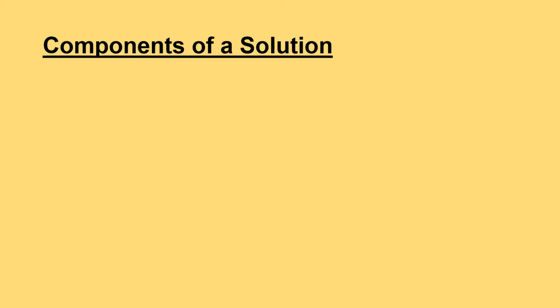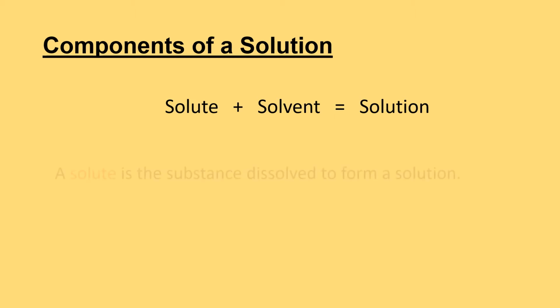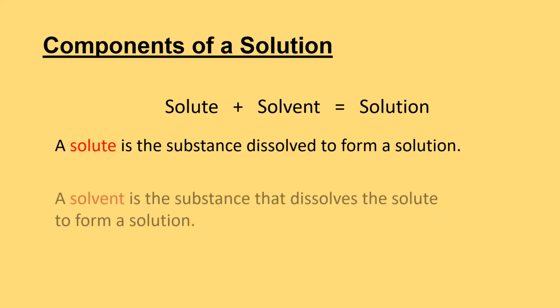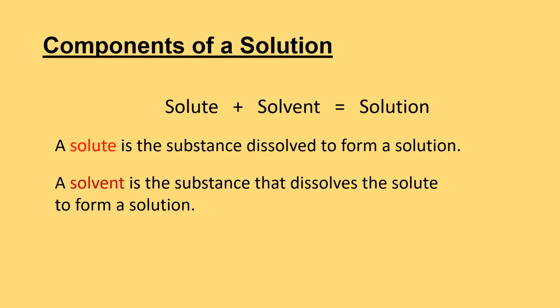Components of a solution. In a solution, we have two major components, the solute and the solvent. We add the solute to the solvent to form the solution, or technically, we dissolve the solute using the solvent to form a solution. A solute is the substance dissolved to form a solution. In terms of quantity, solute is the one with less amount. A solvent is the substance that dissolves the solute to form a solution. And when it comes to quantity, solvent has greater amount compared to solute.